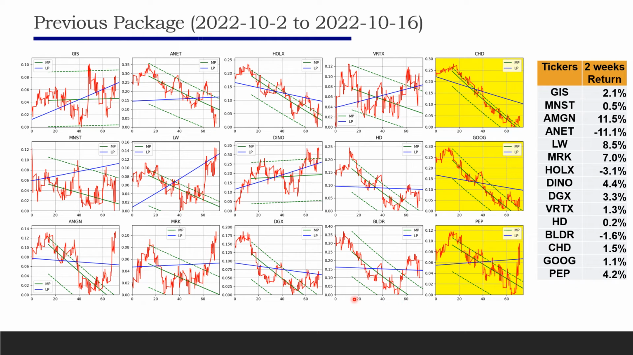And here you can see the price history of these 15 stocks during the last 74 trading days, and we bought these stocks at this time, and then you can see the price changes after this time during the last 14 days. And the average of this package is around 2%, which is not bad considering the market at the moment, I would say.